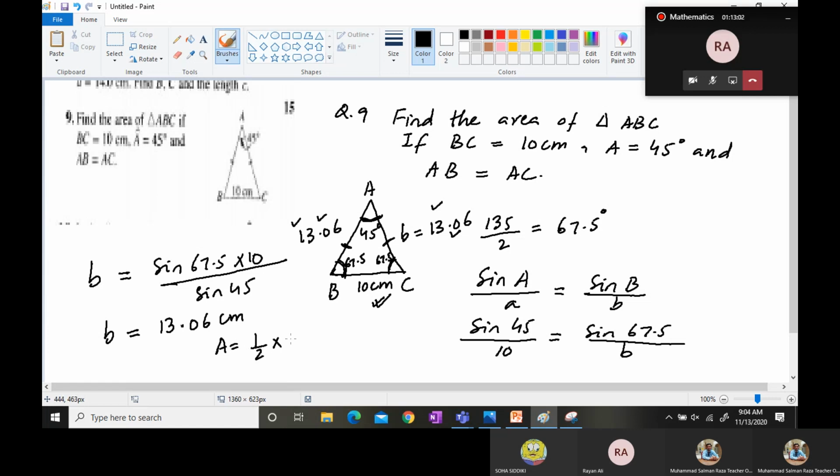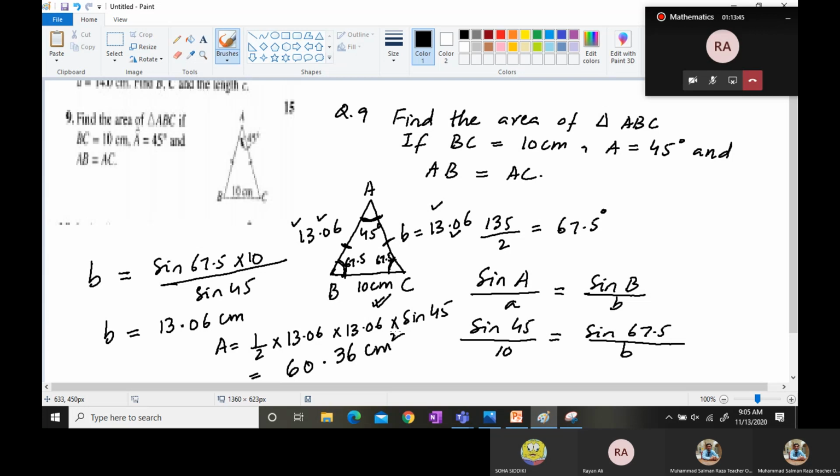So I am using over here half into 13.06 into 13.06 and sine 45 degrees. So 13.06 multiplied by 13.06, then multiplied by 0.5, and then multiplied by sine 45, and this is going to give me the answer, that is 60.36 centimeters square.